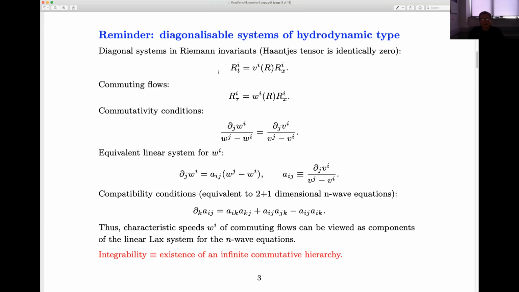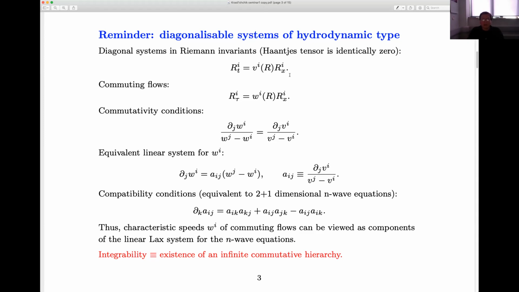Systems of this diagonalizable form appear in many applications, and the necessary and sufficient condition for diagonalizability in the semi-simple case is the vanishing of the Haantjes tensor of a system. I'm not writing this down. It's something well known, and I don't want to stop on this in more detail. So there is an invariant criterion for reducibility of quasi-linear systems to this form, in the case the matrix of the system is semi-simple.